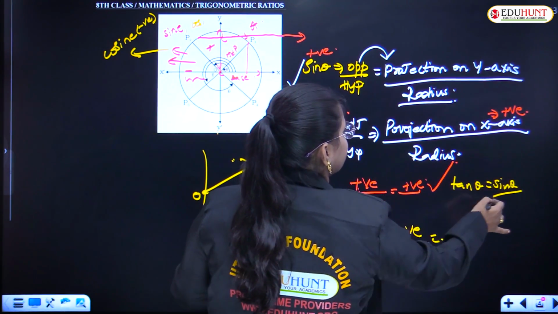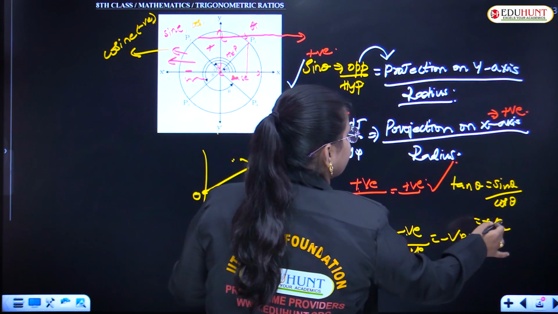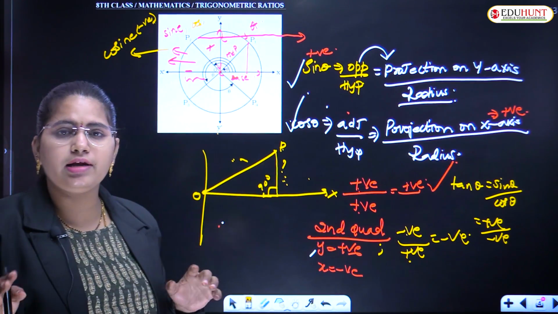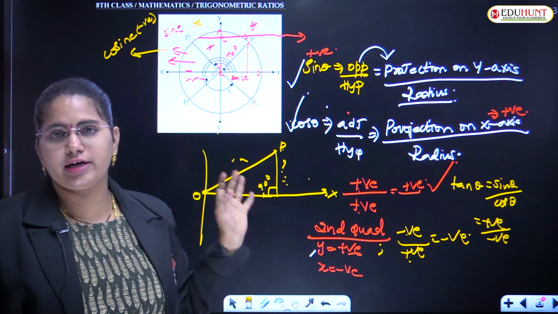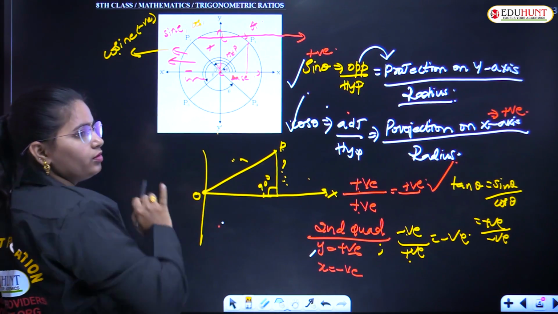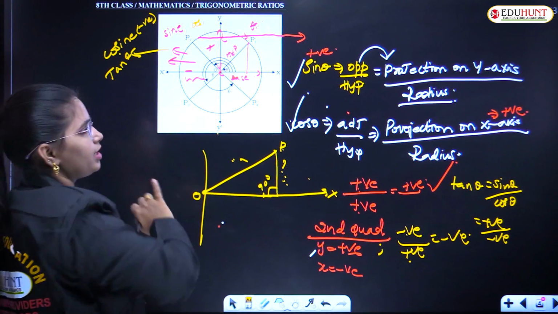Tan is defined as sine upon cos. Sine is positive and the cos is negative. Positive upon negative is again negative. So what will we take this value as? Negative, right? Cosine is negative. Tan is also negative, except sine.